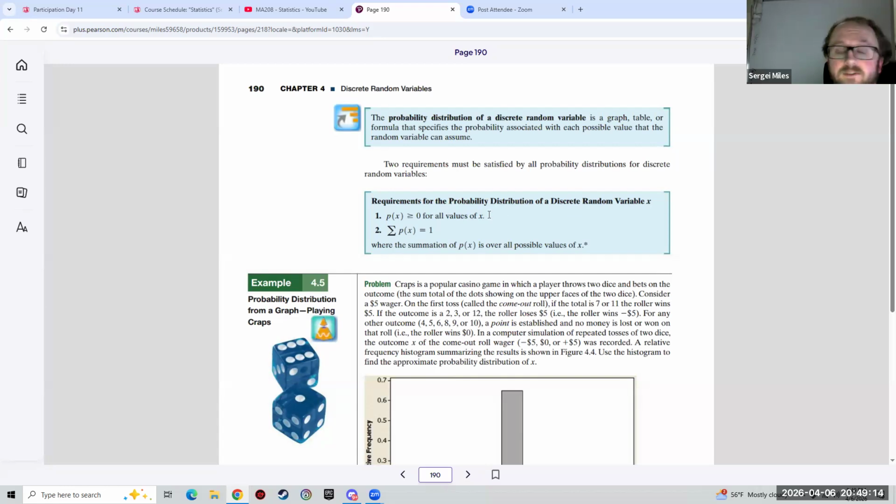Right? I'm not going to have a negative probability. I'm not going to say, yeah, the probability of getting heads is negative 0.5. That doesn't make sense, right? We're not going to have negative probabilities.